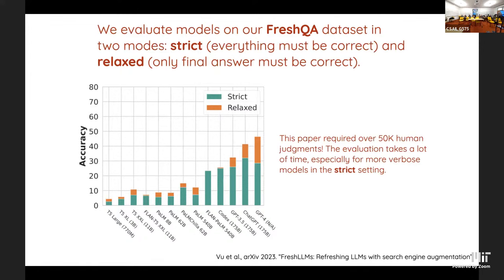Another thing I wanted to highlight about this work is that it required the authors to do over 50,000 human judgments of answer factuality, which takes a ton of time. And again, we're showing in some very recent work that you can automate this process, similar to FActScore. But to validate your metric, you still need to collect the human judgments, especially for models that like to generate a ton of text. GPT-4 is very verbose, so it takes a lot of time to do this.